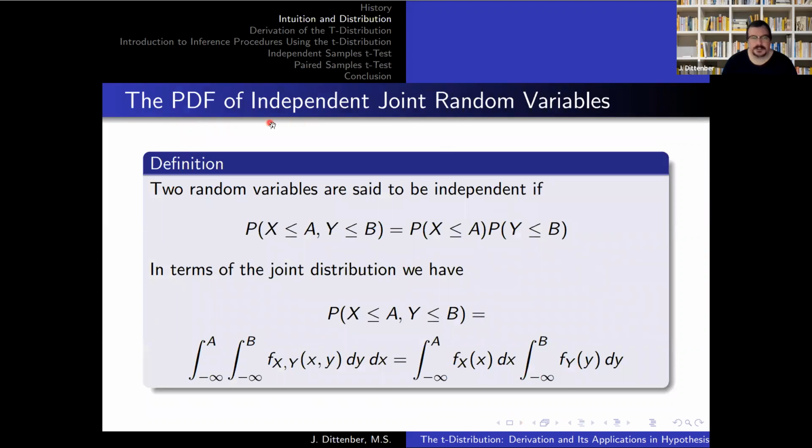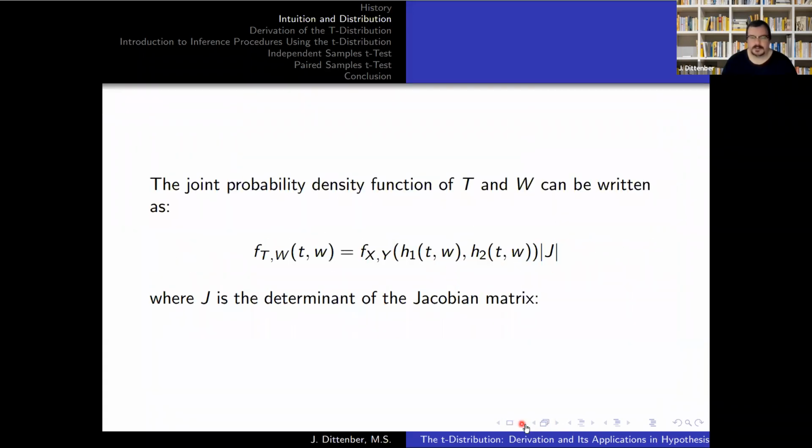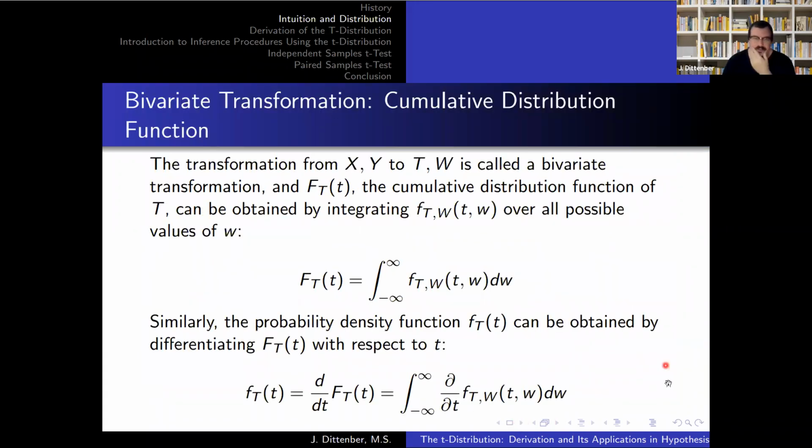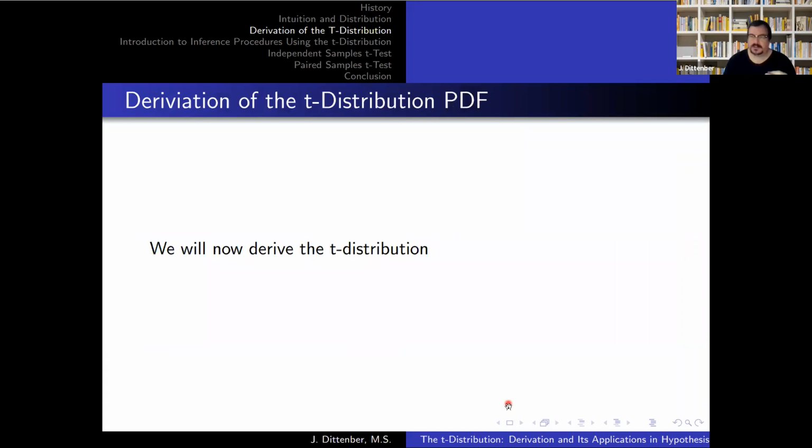We're going to use the independence of random variables to write down a joint density that we can transform using this bivariate transformation formula to get this formula, which will be our probability density function. That summarizes everything. In the next video, I'll go ahead and carry out the derivation step by step. So I think I'll stop here and we'll start again in the next video.